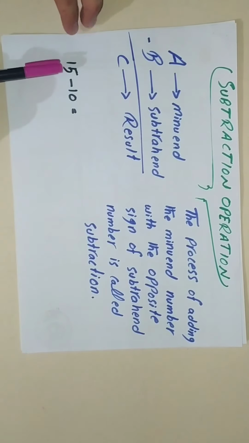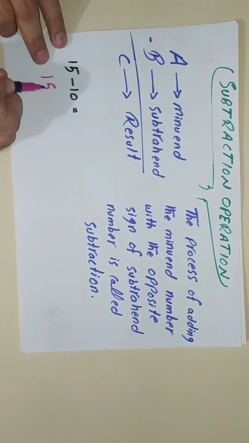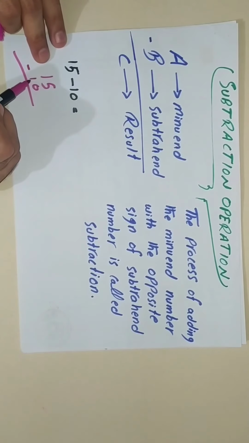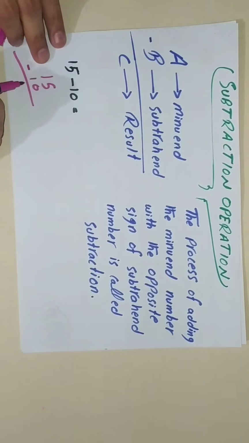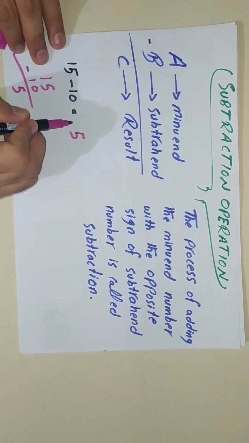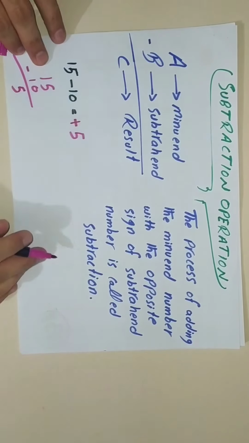Here one example is given: 15 minus 10. 15 is the minuend and minus 10 is our subtrahend. If I subtract 10 from 15, it will be 5, and I have to put the sign of the bigger number. 15 is bigger and it is positive, so it is plus 5.